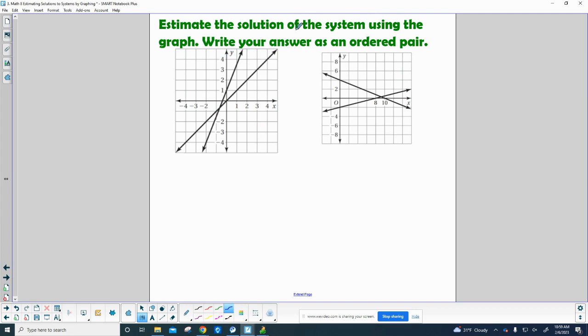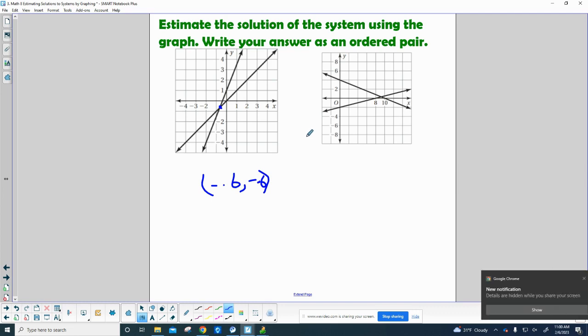Okay, so we're going to estimate the solution to the system using a graph. Write your answers as an ordered pair. So this one right here, what would that be? About minus 0.6 and minus 0.6 or so, or 0.7. I'm just going to say minus 0.6 backwards and minus 0.6 downwards. Now, if you said 0.65 or something, you're going to be close. And that's all we're trying to do, is get close on these estimations.